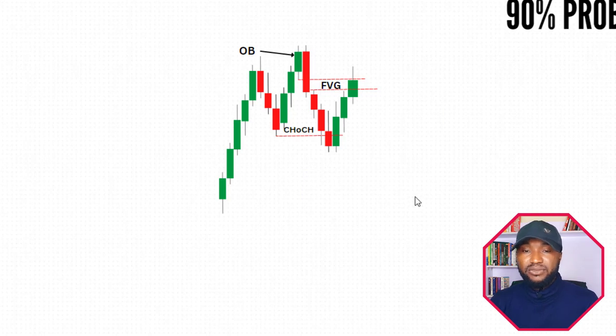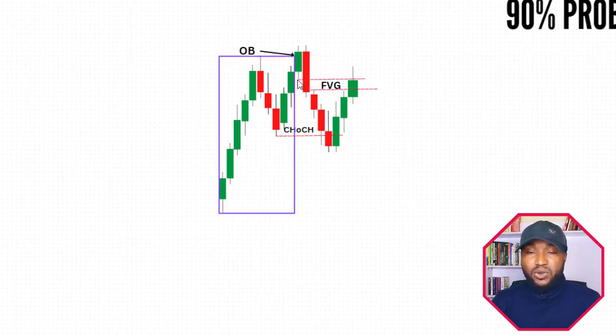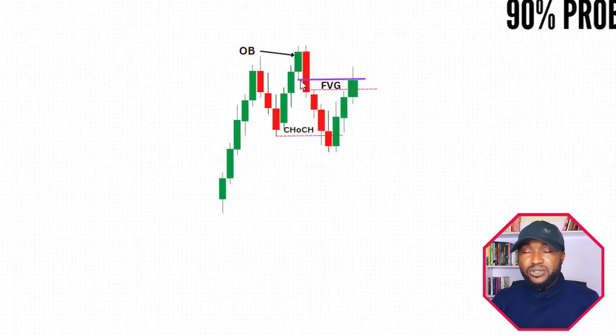What exactly is a fair value gap? This particular level, you can see the low of this green candle, that is the bullish candle, and then the high of this red candle. There is a gap in between this level. That gap is known as your fair value gap. It is actually an imbalance that is usually found on price delivery.